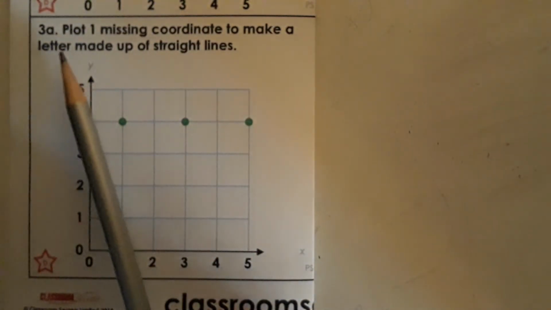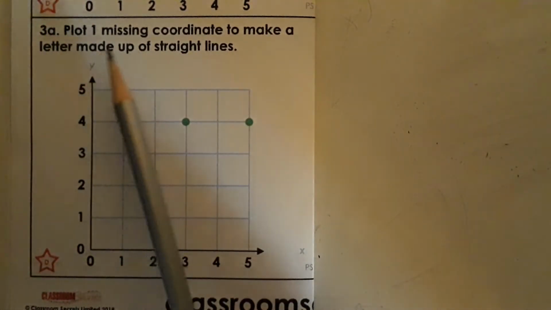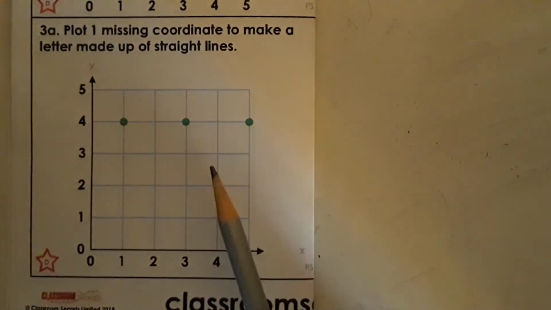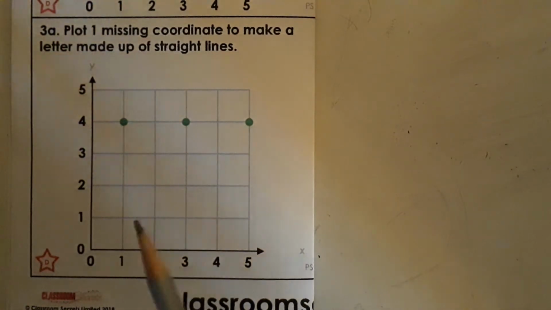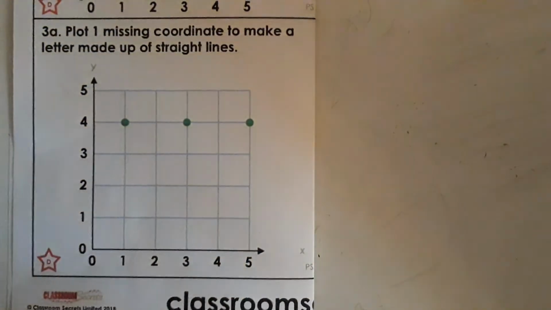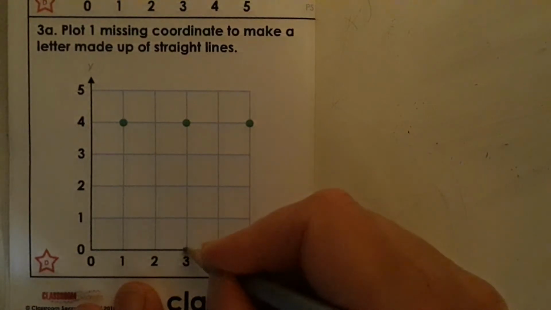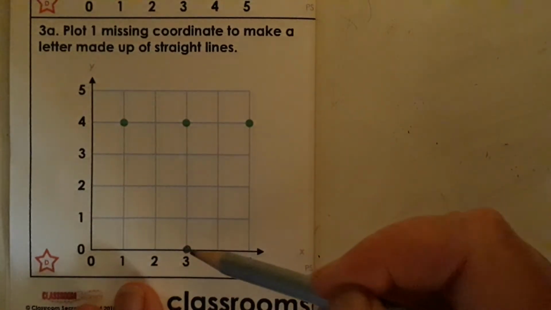And 3A, plot 1 missing coordinate to make a letter made up of straight lines. You need to go through the alphabet to work out what letter you could make just up of straight lines with only one other coordinate. And this one I'm going to show you where the coordinate is going to go. You will join it up and see what letter you've made.